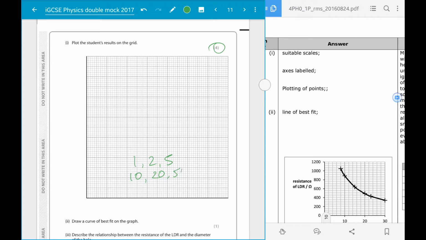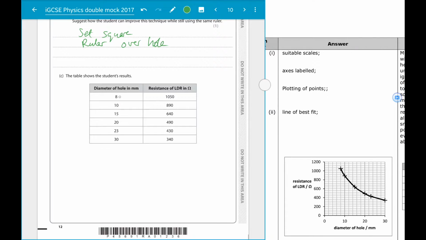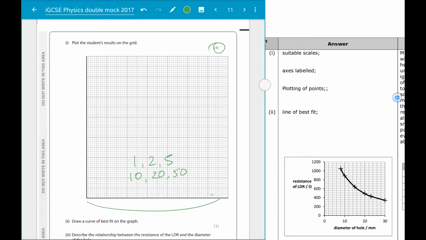So if you look at this, we've got diameter that goes from 8 to 30, and the LDR goes up to about beyond 1,000. So this has to go from about 8 to 30, and this is going to go from about 0 to 1100. So 8 to 30, well, that would be 0, 5, 10, 15, 20, 25, 30 there.